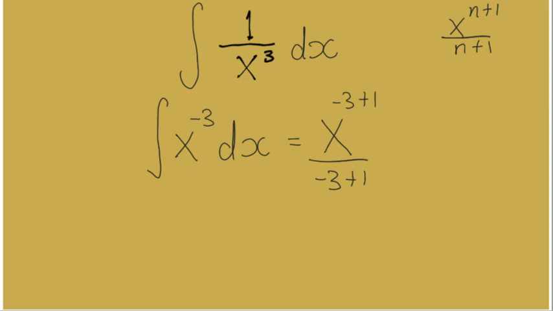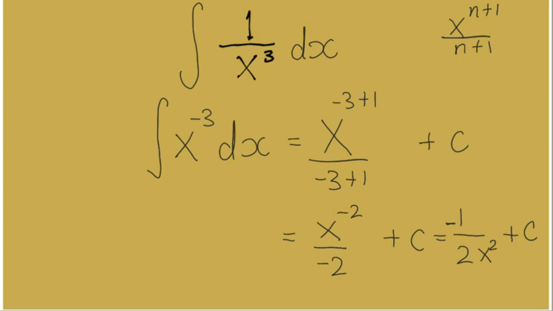Okay, so let's see the result. We put in our plus c, don't forget about that. So we get x to the minus 2 over minus 2, which is equal to 1 over 2 x to the 2, negative, plus c. Okay, so take your time with that one and make sure that the powers make sense.